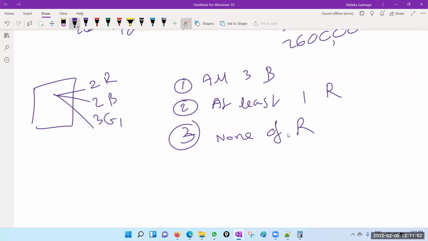What is the probability of getting all three blue or black or whatever? At least one red. None of them are red. Probability. You take only two balls. One take, put it back, another take.